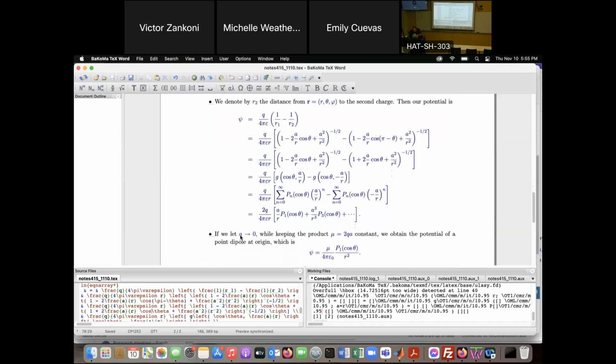Now, suppose I let A go to 0. So the charges are converging to the origin. But as the charge is approaching the origin, the magnitude of the charge Q is growing in such a way that the product QA remains constant. The constant is mu.